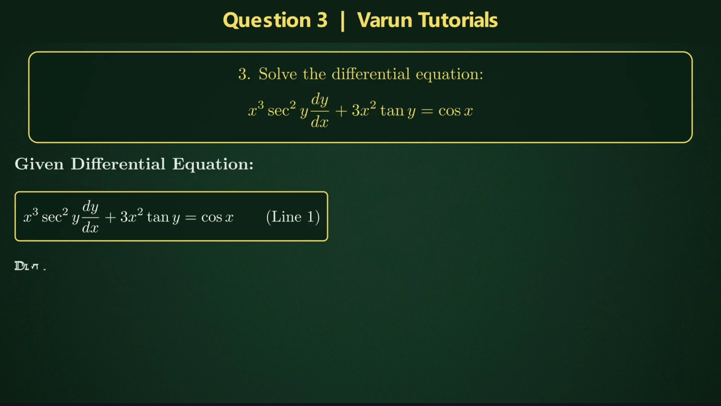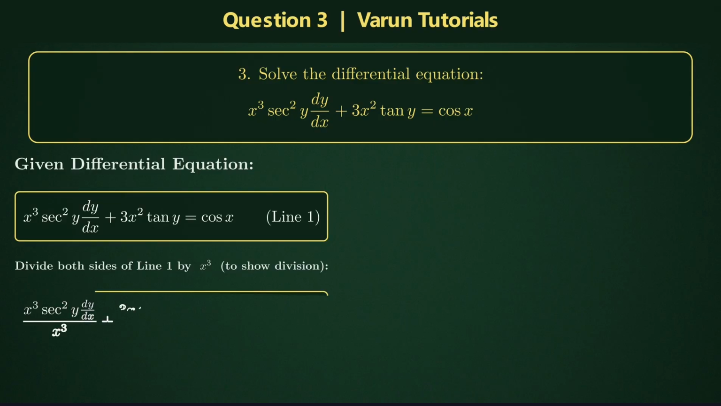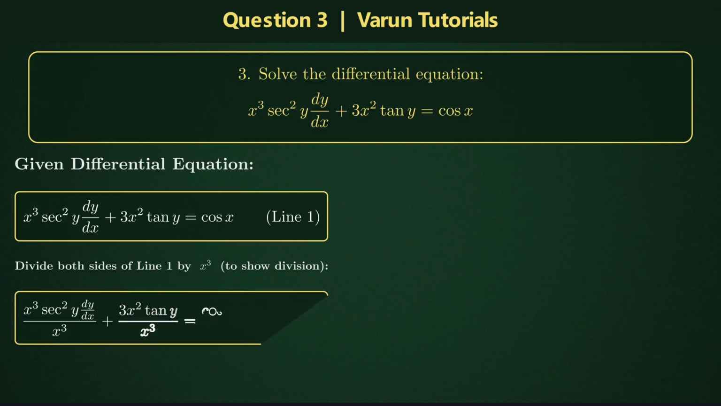To simplify the equation, we divide both sides of line 1 by x cubed to show the division of each term explicitly. This gives line 2: x cubed sec squared y dy by dx divided by x cubed, plus 3x squared tangent y divided by x cubed, equals cosine of x divided by x cubed. We cancel x cubed from the first term, and cancel the x squared with the denominator.